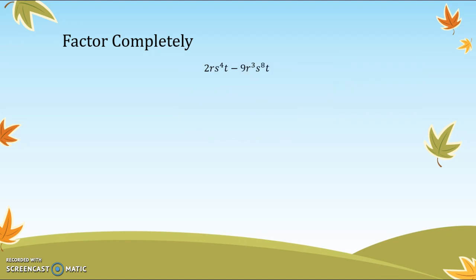Let's try 2r s to the fourth t minus 9r cubed s to the eighth t. Is there a GCF? Well, I see they share some r's and some s's and some t's. Particularly, they share 1 r, 4 s's, and 1 t. So when I factor that out, I end up with 2 minus 9r squared s to the fourth.